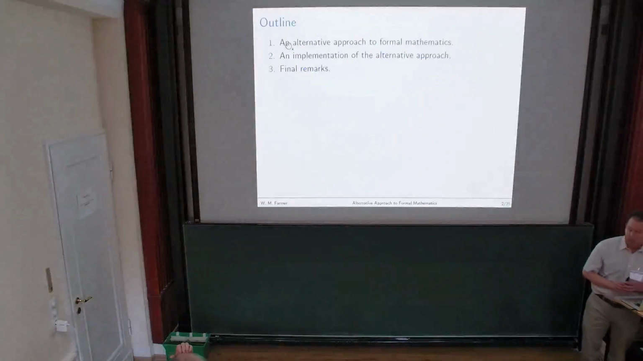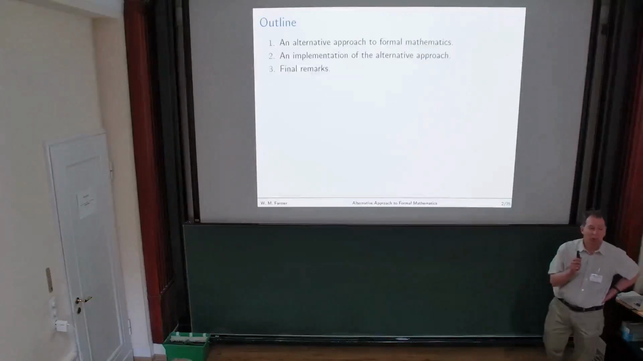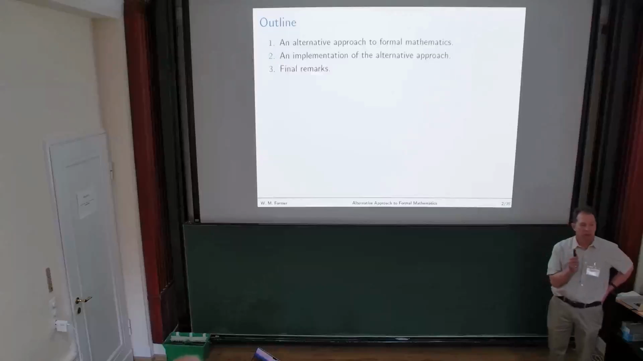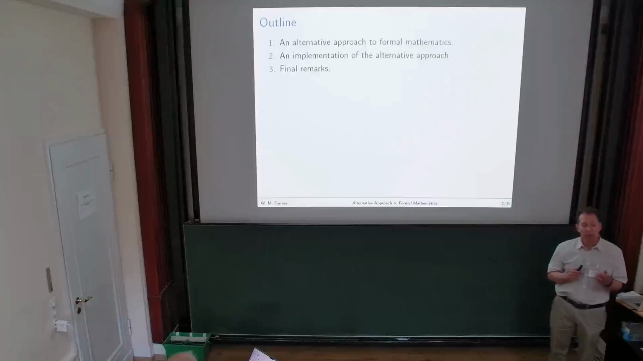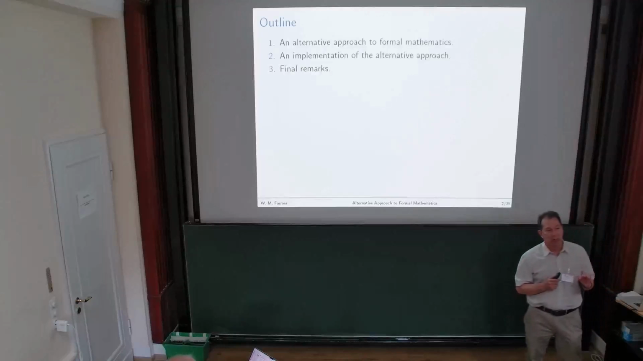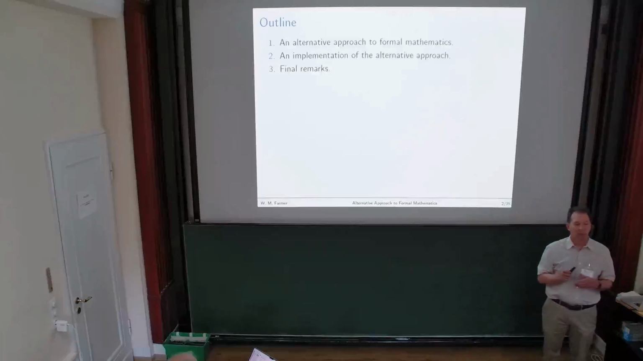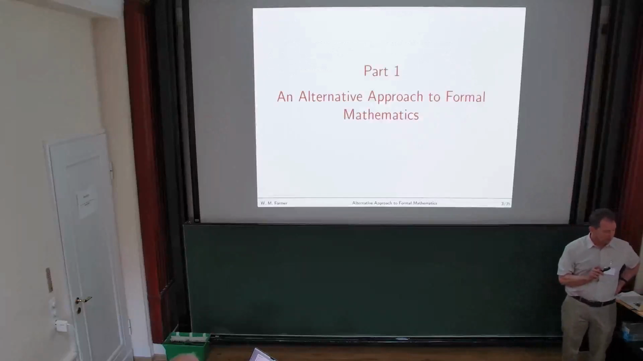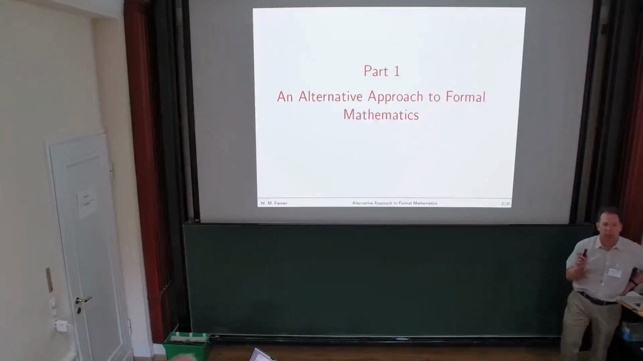Okay, good. So I'm going to talk about three things today. The first is an alternative approach to formal mathematics, an alternative to how people normally think about formal mathematics. Then I'm going to talk a bit about an implementation of this alternative approach that I'm working on, and then I'll make some final remarks. So we'll start with this first part.